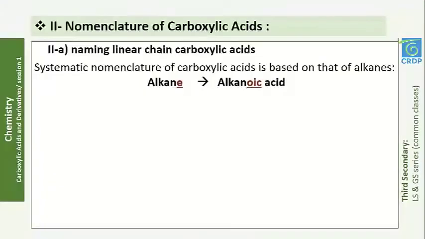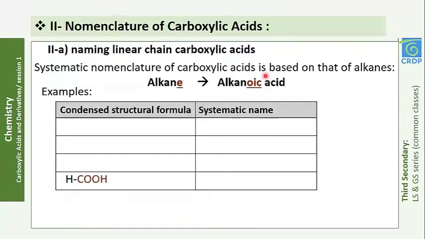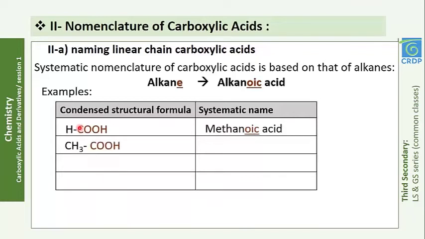Let us together try to name carboxylic acids. Naming carboxylic acids starts from the name of an alkane, but by replacing the E with oic, and then we add acid. Start with the first example. This is a carboxylic acid that has only one carbon atom. Its name is derived from methane, but by adding oic acid, methanoic acid. Let us together try to name this. It will be ethanoic acid, and this is propanoic acid.